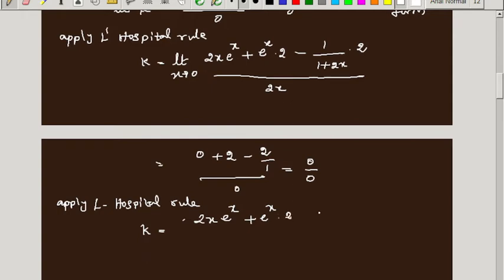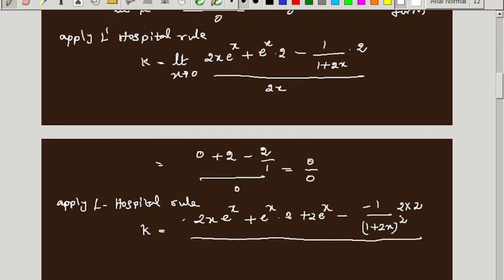Here 2 times e power x is e power x. Here 1 by 1 plus 2x is there. So it is nothing but minus 1 dividing by 1 plus 2x whole square. Then differentiation of 2x is 2. Already numerator 2 is there, we get 2, dividing by differentiation of 2x is 2. So limit x tends to 0.